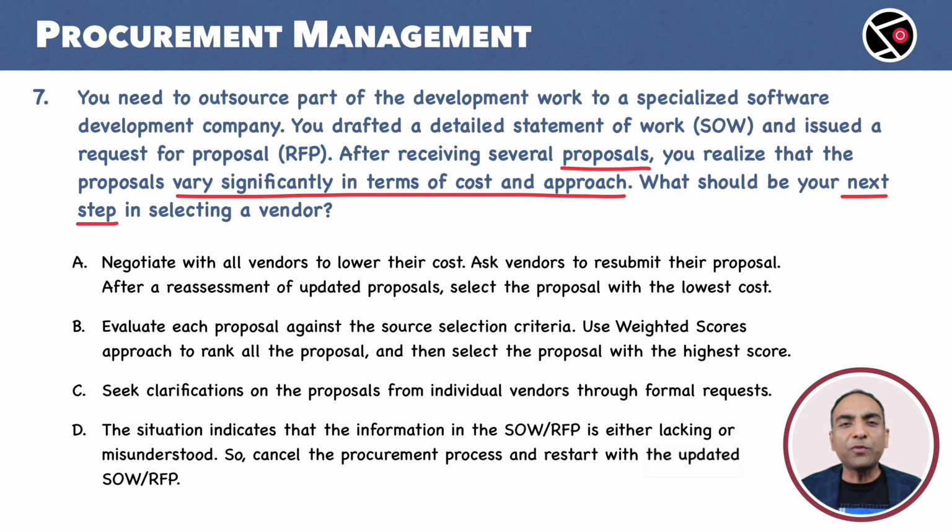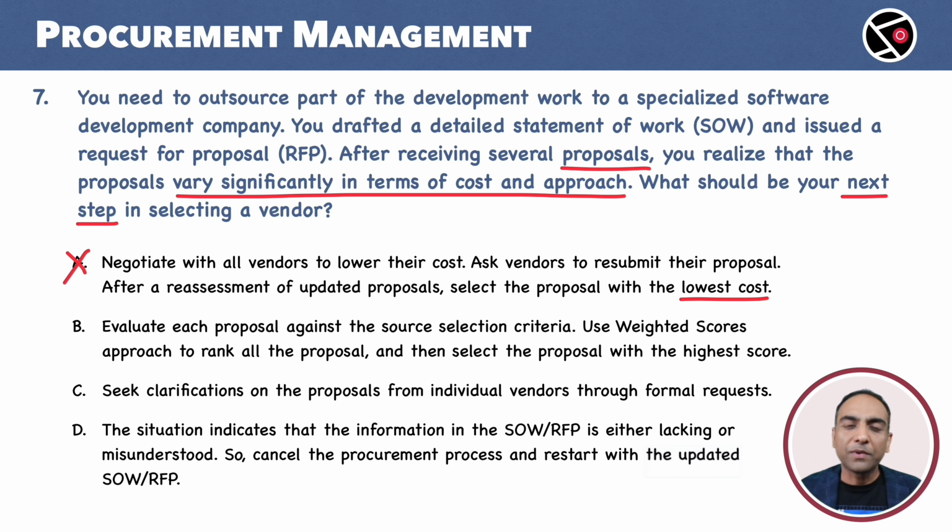A. Negotiate with all vendors to lower their cost. Ask vendors to resubmit their proposal. After reassessment of updated proposals, select the proposal with the lowest cost. Cost is the only focus here, with zero effort to understand the reason behind huge variation in the proposals. A is definitely incorrect.